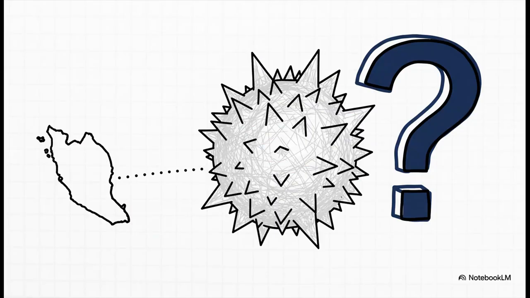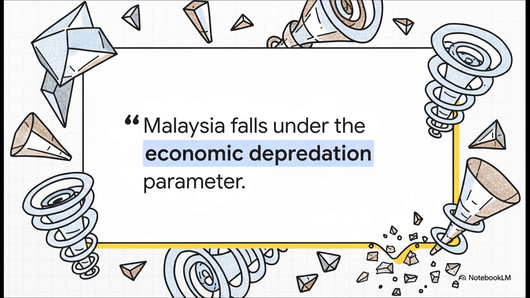Let's put this to the test with a real-world example. Malaysia's economy from 2012 to 2022. Now, based on what we just talked about, just take a look at the shape of this thing. What's your gut reaction? Stable or not so much? Well, according to the analysis, the conclusion is pretty clear. The author says it directly. Based on the shape of its prototype, Malaysia's economy during this time shows all the signs of high tension, or economic depredation.